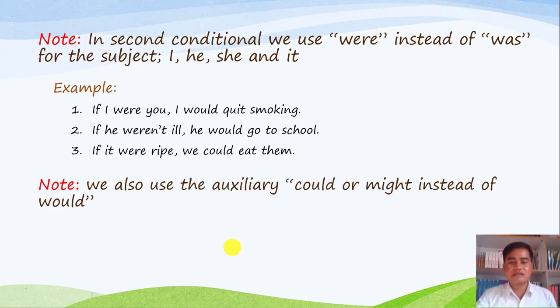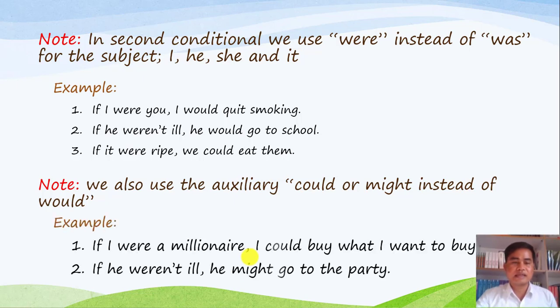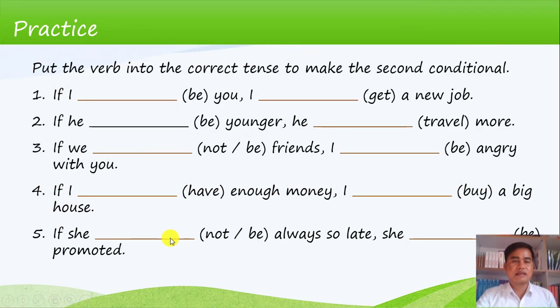We also use the auxiliary verbs could or might instead of would. For example, if I were a millionaire, I could buy what I want to buy. Number 2, if he weren't ill, he might go to the party. So we can use could instead of would for second conditional. Okay, so now practice. You have 5 minutes to do this exercise.